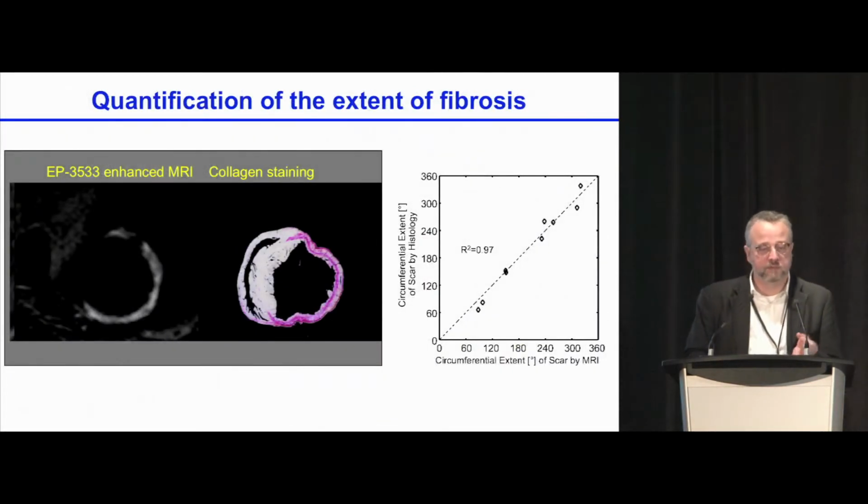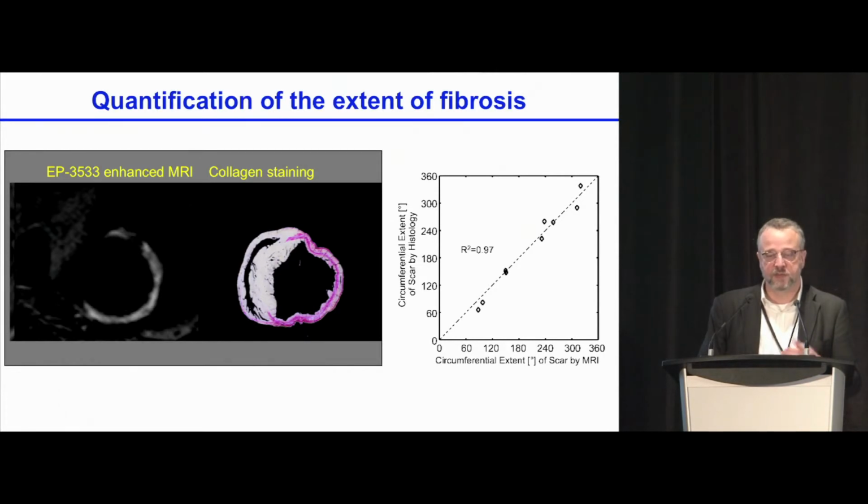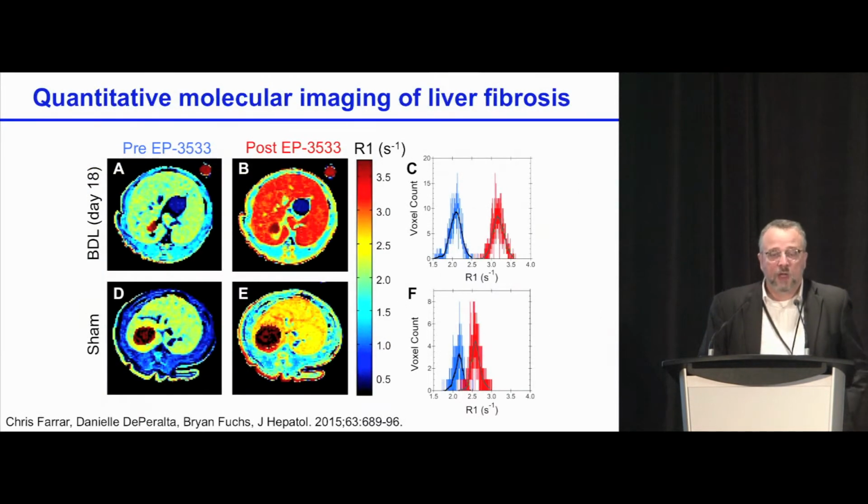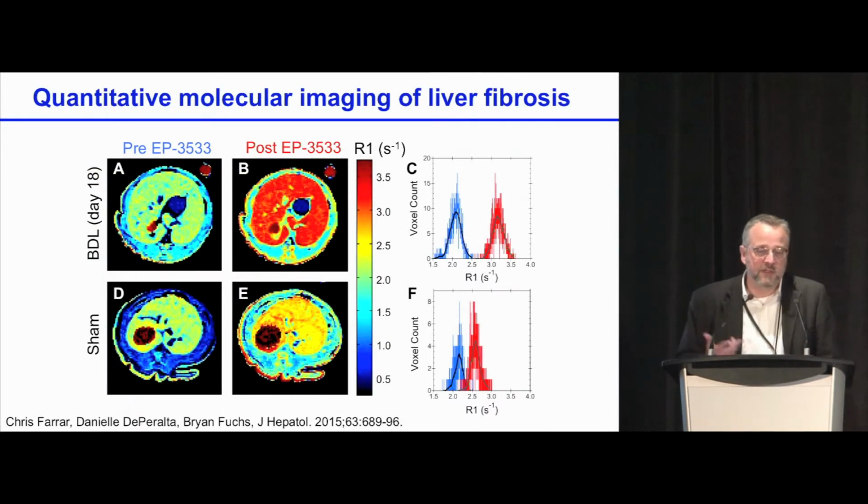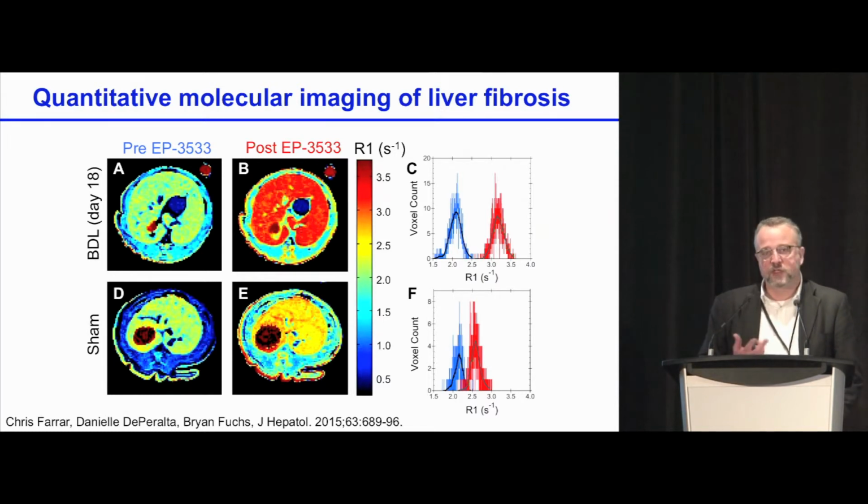When you do this, you can compare the MR imaging with, in this case, picrosirius red staining, and look at the circumferential extent of fibrosis in these animals, and you see this excellent one-to-one correspondence, and of course, this is why we do non-invasive imaging, so that we can get the same information without having to take the heart out of the subject. We've applied this, and we've got very interested in liver fibrosis, especially in the context of NASH.